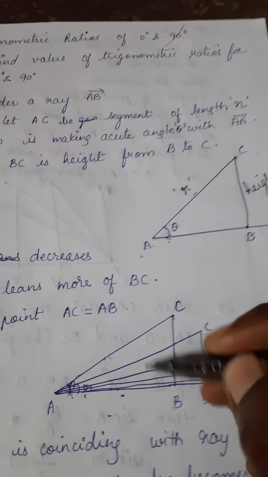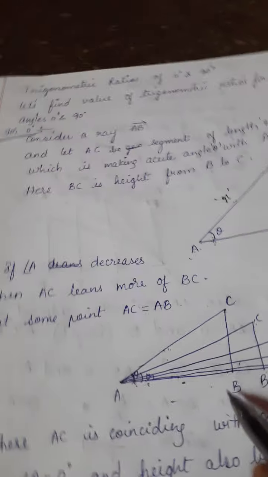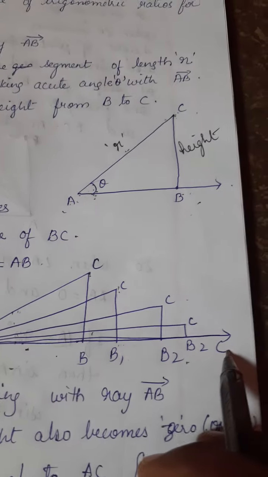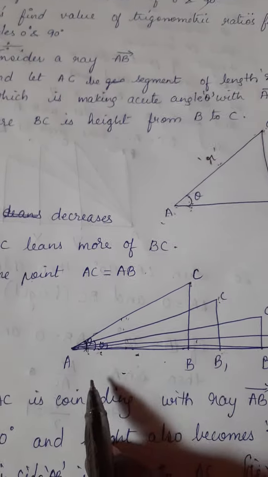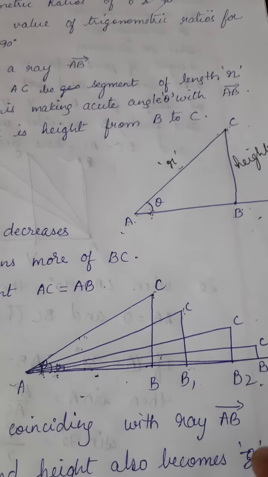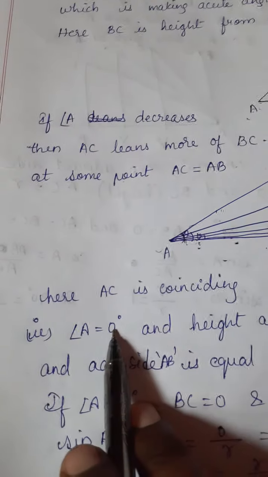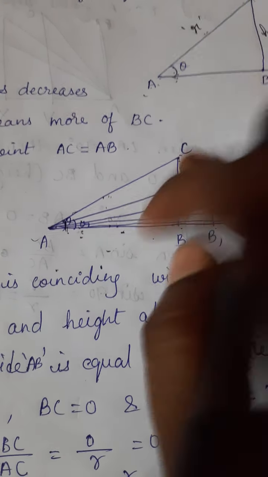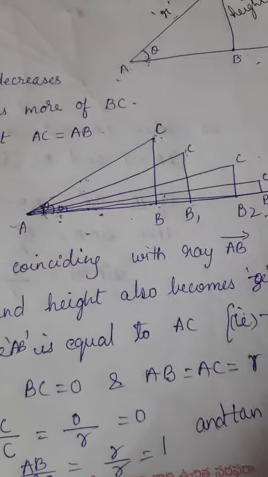Yes or no children? As the angle decreases, the height BC also decreases. The point shifts from B to B1, B2, and finally it coincides with ray AB. When AC coincides with ray AB, theta becomes 0. Here angle A is 0, and BC has decreased. It is coinciding, that means the height BC is also 0.